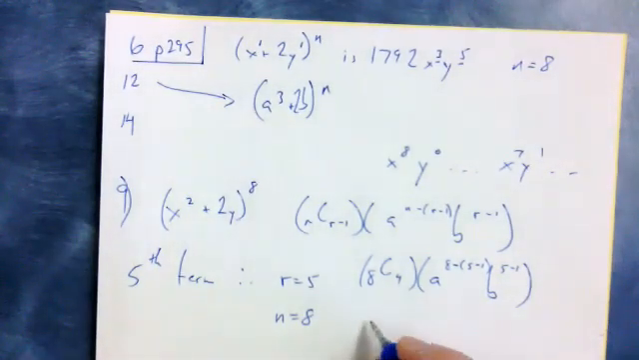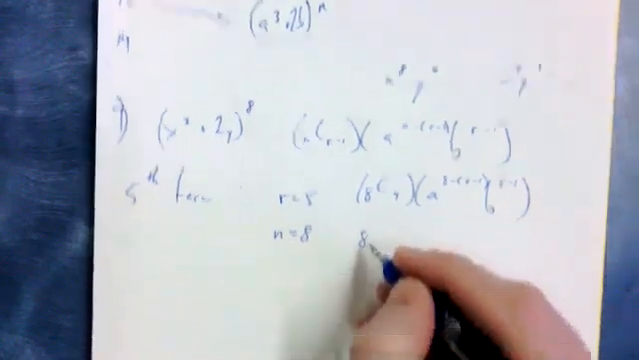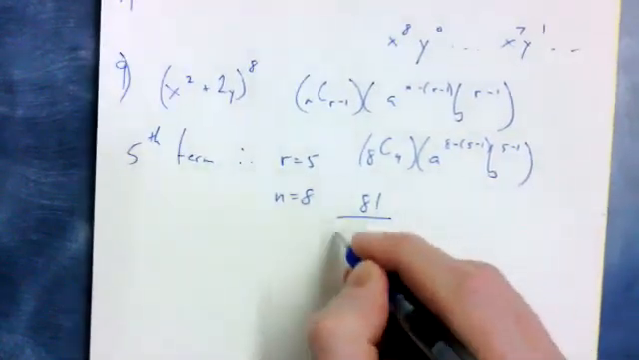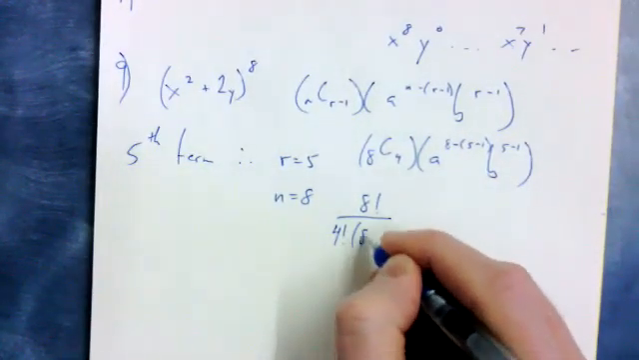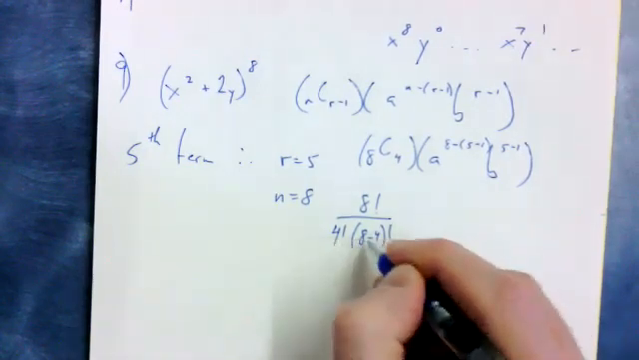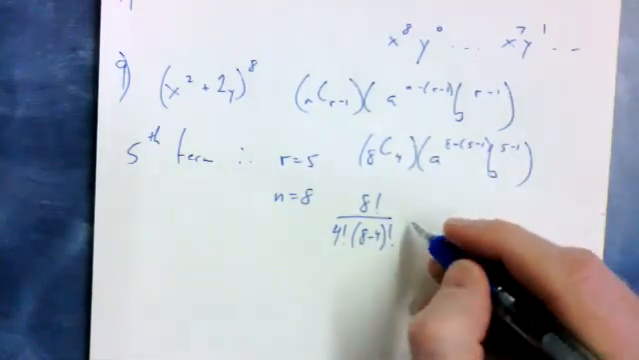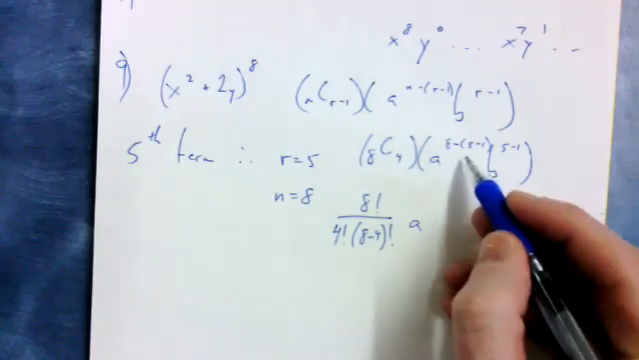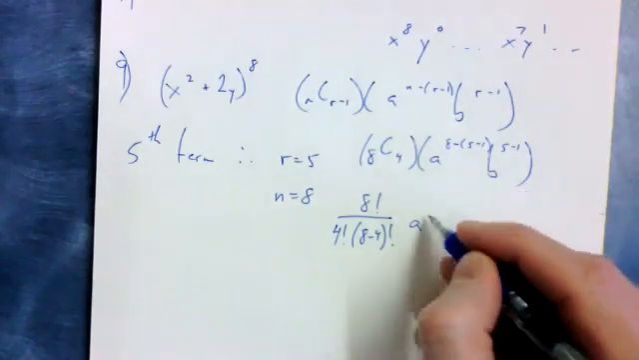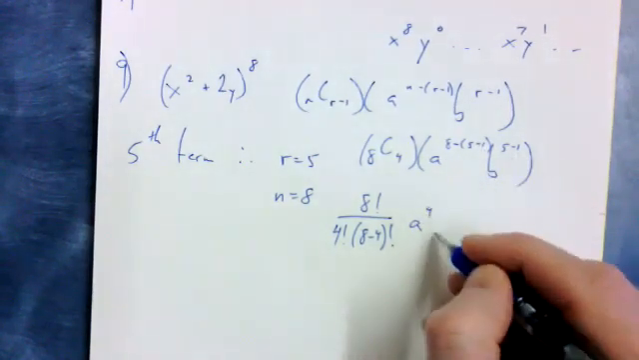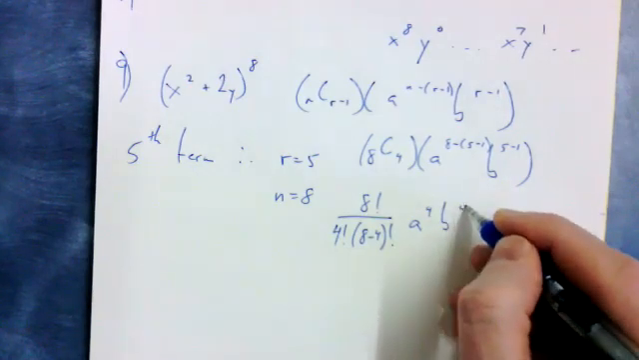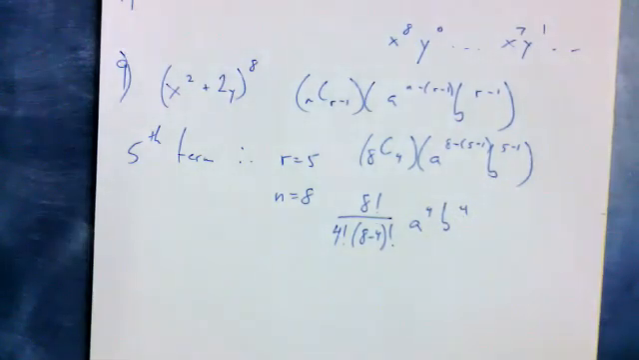I can rewrite this as 8 factorial over 4 factorial, 8 minus 4 factorial, so it's 4 factorial, 4 factorial, times a to the 5 minus 1 is 4, 8 minus 4 is 4, 5 minus 1 is 4. The 4s are popular here in this question. Am I going too fast there, Jamer?